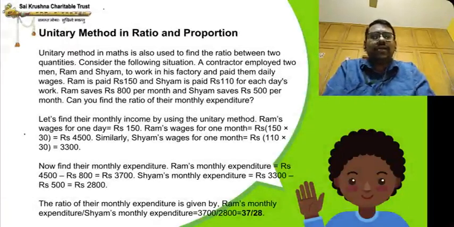Unitary method in ratio and proportion. The unitary method in maths is also used to find the ratio between two quantities. So, how is it used in maths? To find the ratio between two quantities.